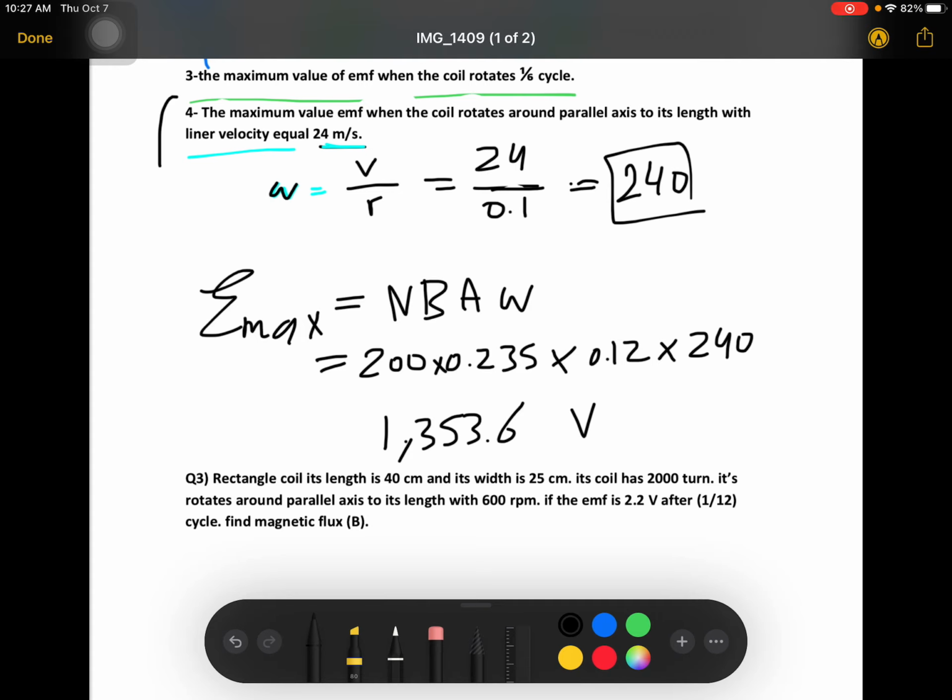Let's move to the last one. Rectangle coil. From this we can find the area. It has a number of coil turns, and the axis is given. From here we can find the frequency, which equals 600 over 60, because we convert minutes to seconds, so it will be 10 Hz.